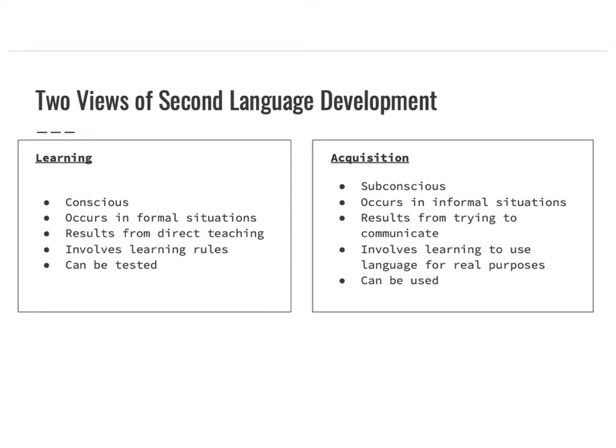There are two views of second language development. One of them is learning, and the other is acquisition. Learning is conscious, occurs in formal situations, results from direct teaching, involves learning rules, and can be tested. Acquisition is subconscious, occurs in informal situations, results from trying to communicate, involves learning to use language for real purposes, and can be used.